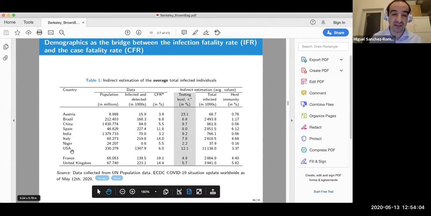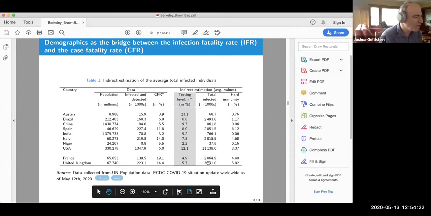And I was adding France and the United Kingdom because I was puzzled to see case fatality rates that were so high. And actually it means that for this case fatality rate, they are testing much less than those who are critical and severe. Miguel, just in the interest of discussion, I think you have one more slide. So, yeah. Okay.